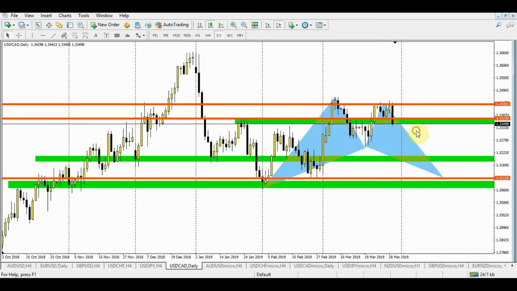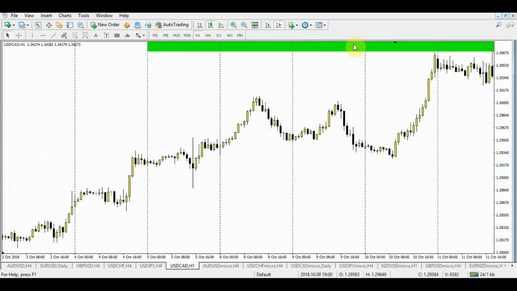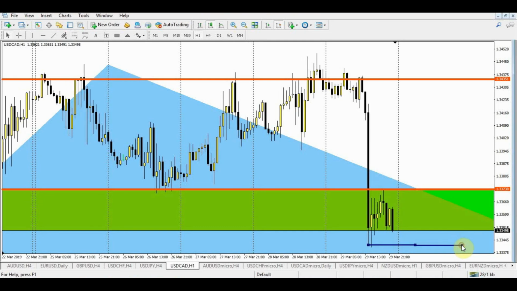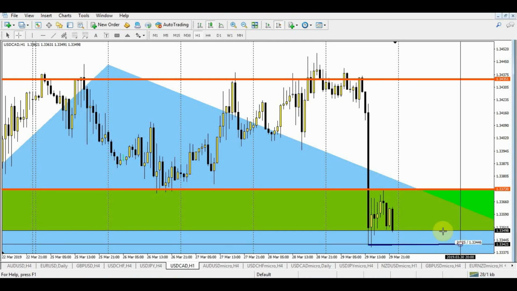Stop loss: you have to go inside the 1 hour to set the stop loss. Break around here. Okay, if it takes out these lows, this is my entry point, guys. If you take out these lows here, you can set your stop loss around here. It should be around 30 pips, 35 pips.